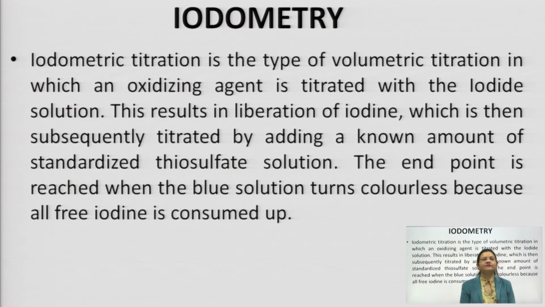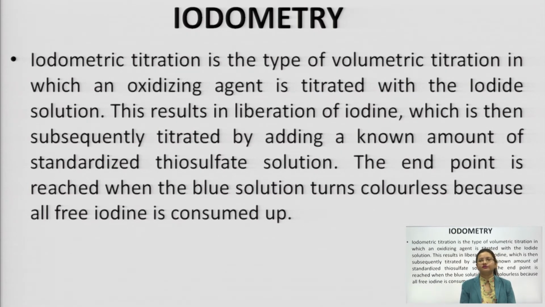Iodometric titration is a type of volumetric titration in which an oxidizing agent is titrated with iodide solution. Oxidizing agent means the analyte, the quantity of which is to be determined stoichiometrically. This results in liberation of iodine, which is then subsequently titrated by adding a known amount of standardized thiosulfate solution. It is a two-step process, and this process releases iodine, which is again titrated with the standard thiosulfate solution.